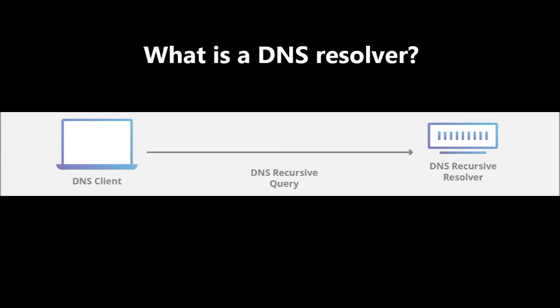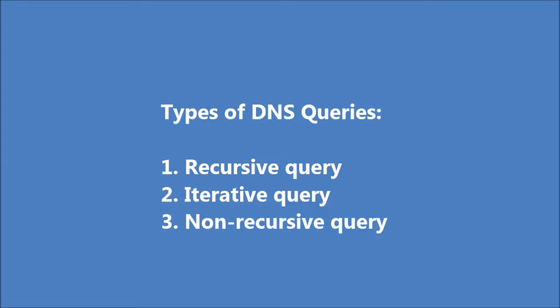A typical uncached DNS lookup will involve both recursive and iterative queries. The query refers to the request made to the DNS resolver requiring the resolution of the query. A DNS recursive resolver is a computer that accepts a recursive query and processes the response by making the necessary request.